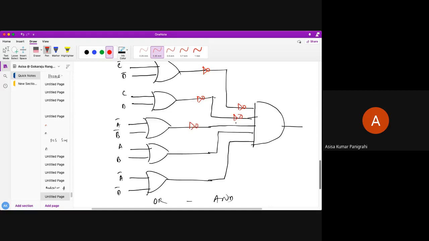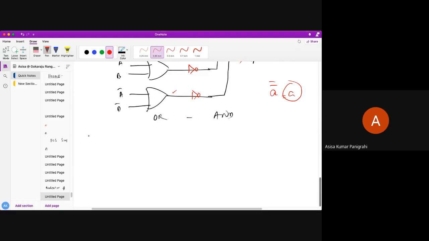Here one NOT gate, here another NOT gate, and so on for every input. If we put them like this, what will happen, students? As we know, A double bar is A. If we put two NOT gates, they cancel each other. Finally, we get the same function, the same functionality at the AND gate's input. Next, step 3. Step 2, which we have done here, is putting a series of NOT gates at the input of the AND gate.